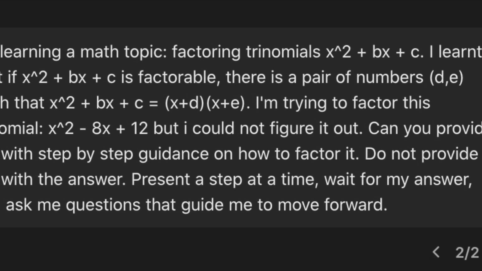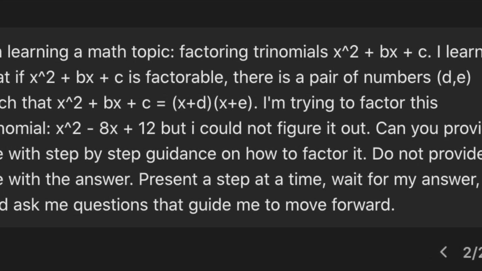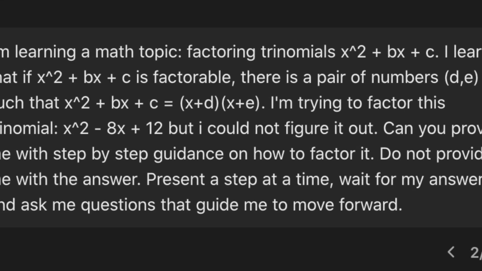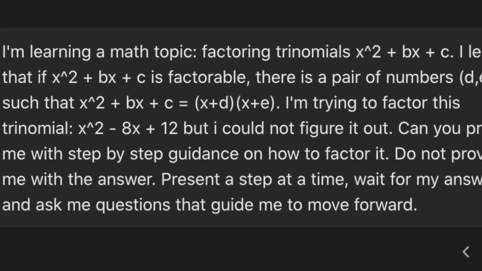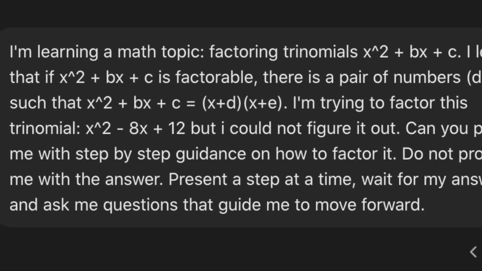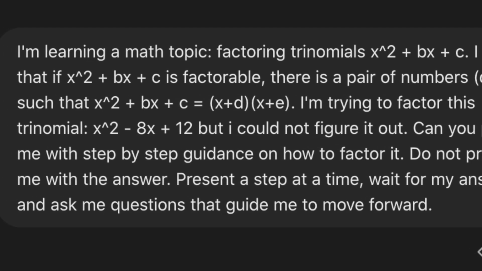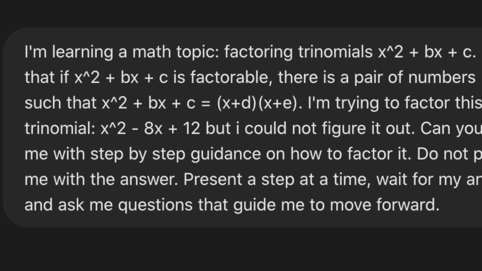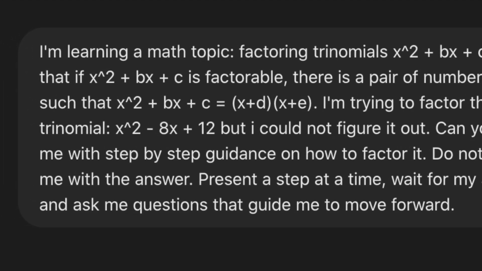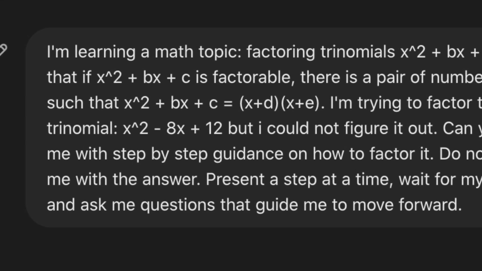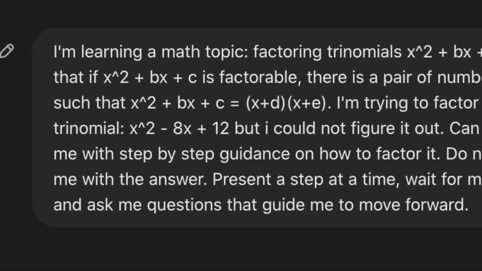of numbers d and e such that x squared plus bx plus c equals (x plus d) times (x plus e) as factors. I'm trying to factor this trinomial, x squared minus 8x plus 12, but I could not figure it out. Can you provide me with step-by-step guidance on how to factor it? Do not provide me with the answer.